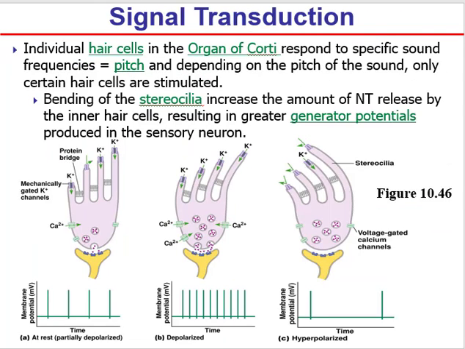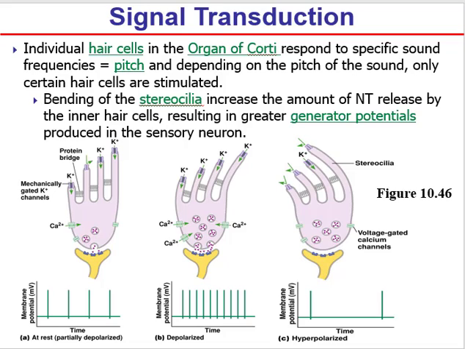Now here we can take a look at the hair cells. We mentioned these earlier in our description of the working parts of the inner ear. They will bend toward or away from the taller stereocilia on the right-hand side of this receptor. Depending on the pitch and frequency of the sound, different hair cells will move, and by bending the stereocilia, there starts an increase in the amount of neurotransmitter release in the inner ear cells, resulting in greater generator potentials produced in the sensory neuron. Cranial nerve 7 is associated with the sensation of sound and balance.